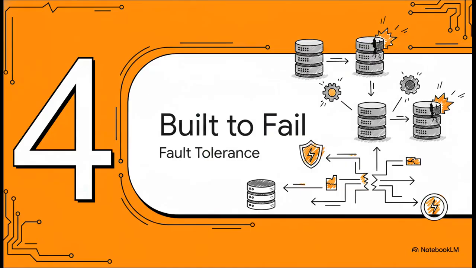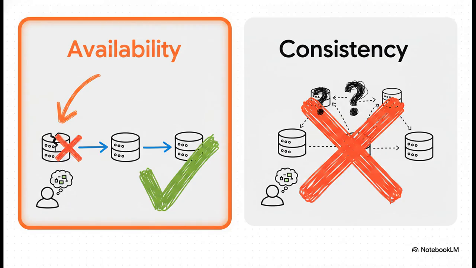All right, for our final section, let's really dig into how this whole built-to-fail philosophy actually works in practice. What are the clever tricks Dynamo uses to stay online when inevitably servers start crashing? This choice for availability really shines in one core principle. The system is always writable.